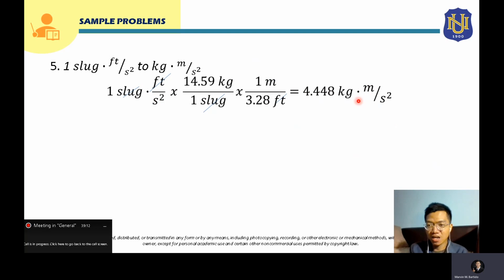So this is correct, right? So this is the conversion that we use, that for every 1 pound, there is 4.448 Newton.